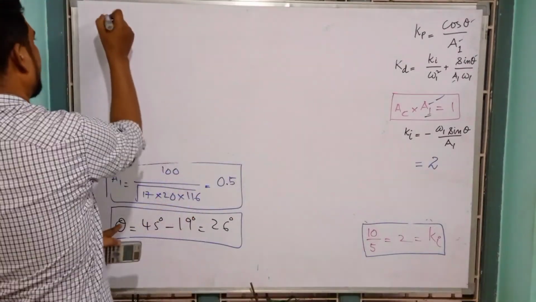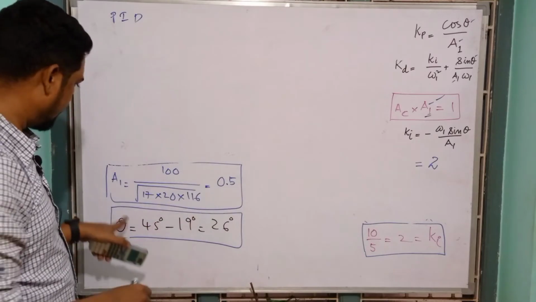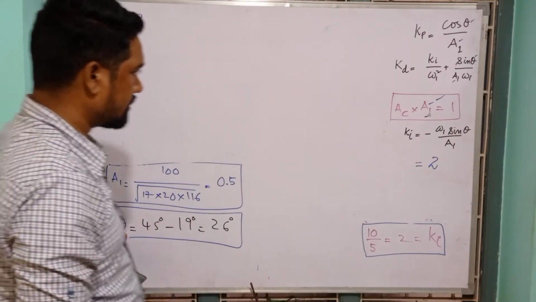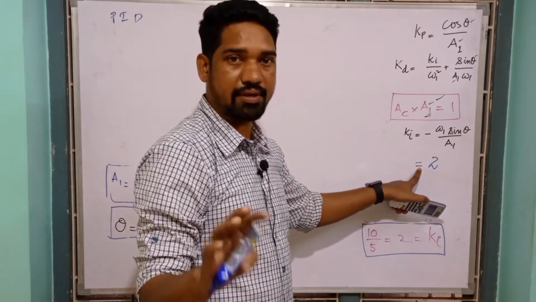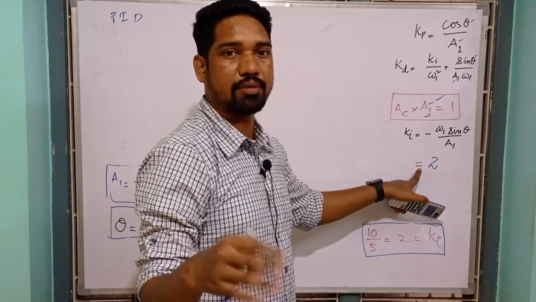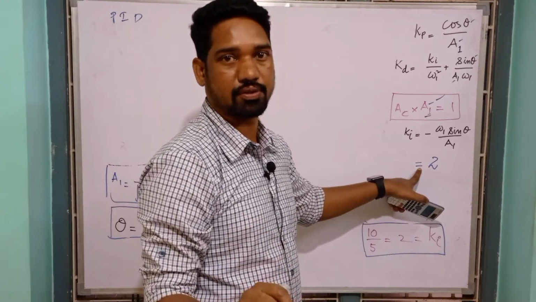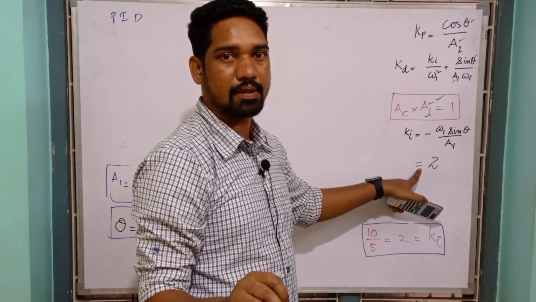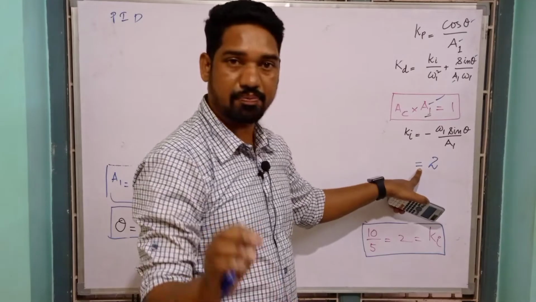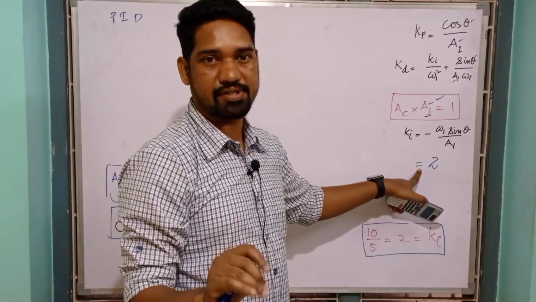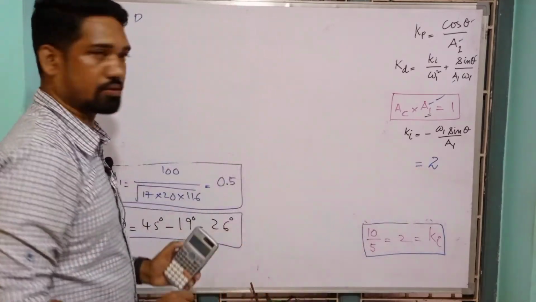The design is for a PID controller, and in that process we need the values of A1, theta, and Ki equal to 2. Ki is found to be 2 to meet the steady state error requirement. That's the procedure to evaluate a PID controller. First we evaluate the value of Ki, the integral constant, using the given data, in such a way that it meets the specified steady state error. This is always the procedure for evaluating a PID controller.